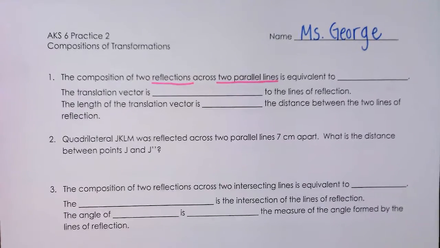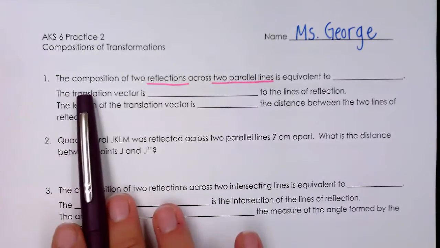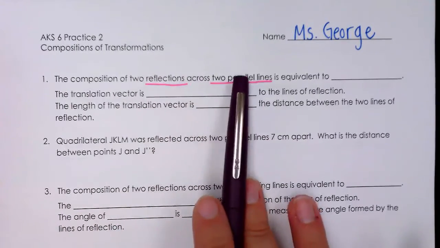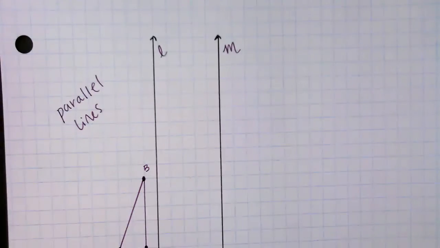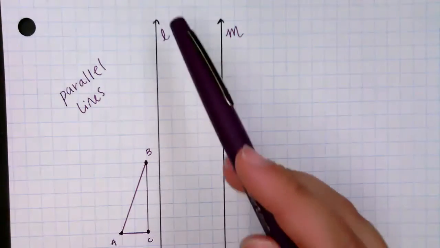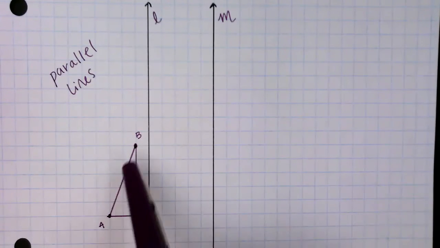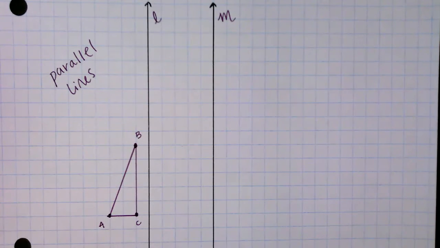Okay, so today we're going to look at composition of reflections. And the first one we're going to look at is if I do a composition of two reflections across two parallel lines. So we're going to fill in these notes in a second, but first let's look at an example together. So I have parallel lines L and M, and I'm going to first reflect triangle ABC over line L.